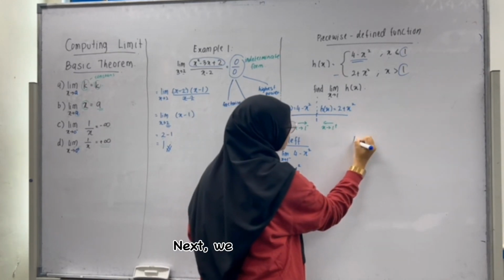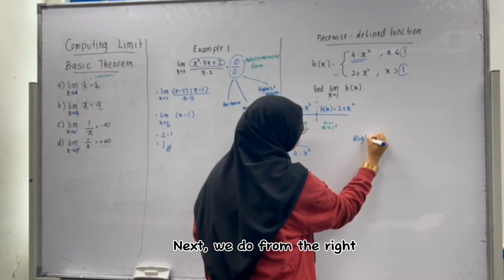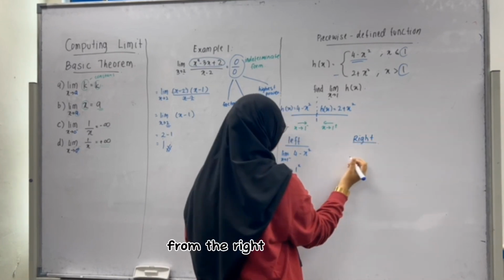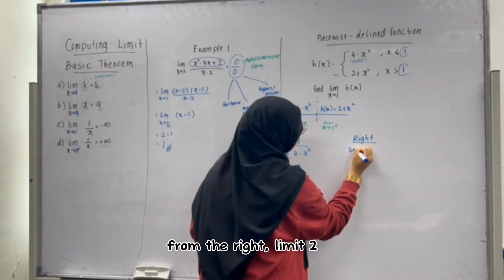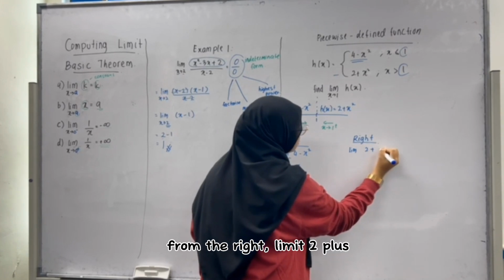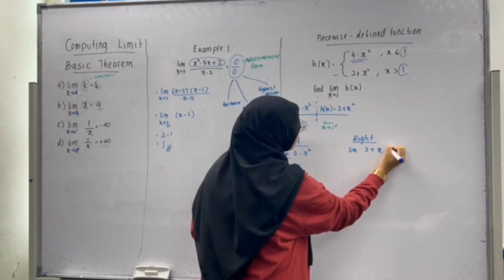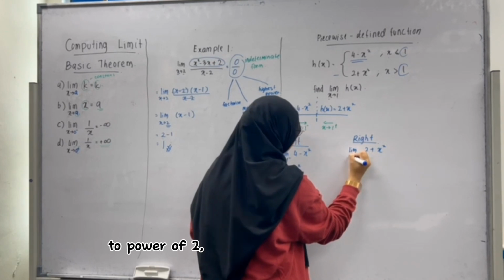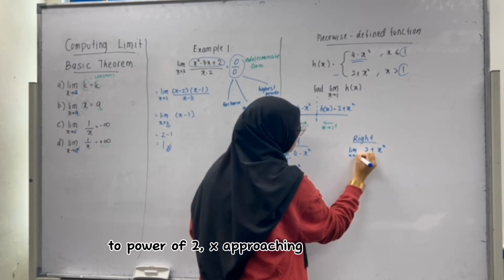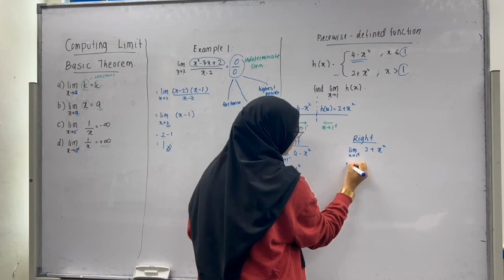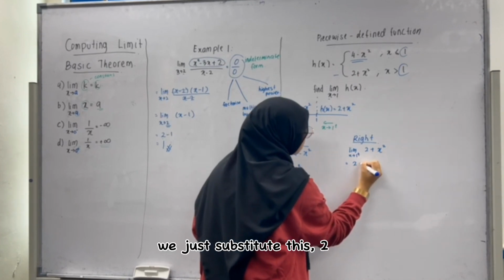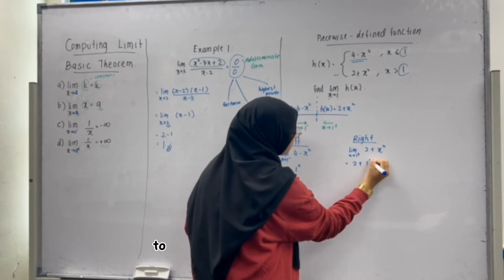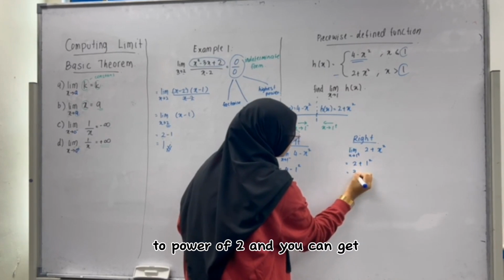Next, we do it from the right. The limit of 2 plus x to the power of 2, as x approaches 1 from the right. We substitute, 2 plus 1 to the power of 2, and we can get 3.